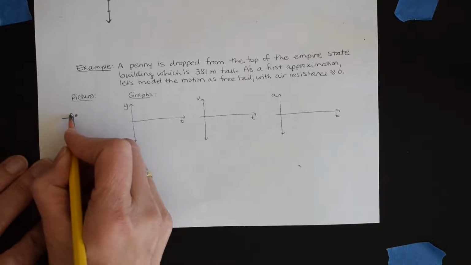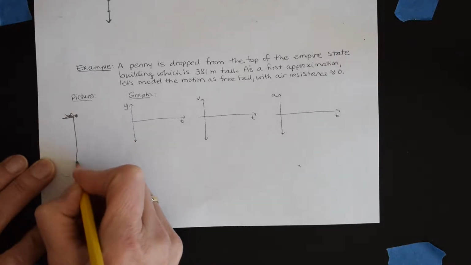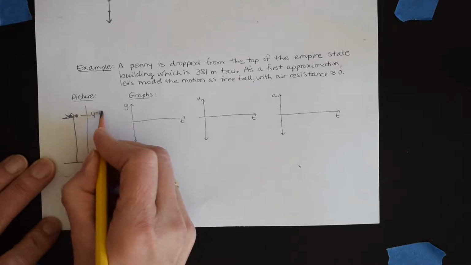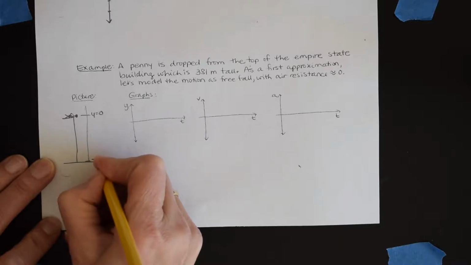In your picture, what I would like to see is basically where the object started, and then a sketch of a motion map. So I've got my little person here laying down so that they're releasing the penny at the top of the building. You should show your coordinate system. So this is y equals 0, and then where it lands is negative 381 meters.